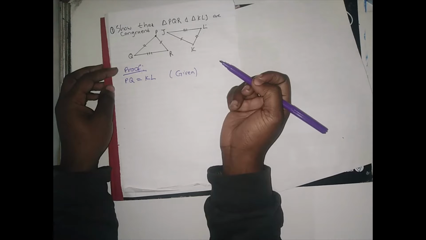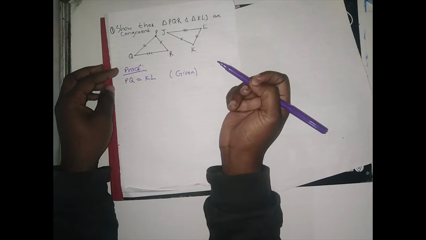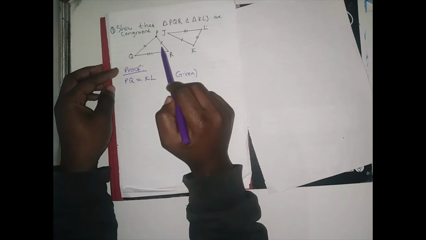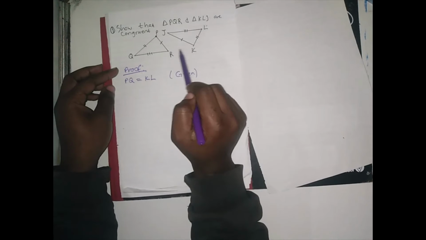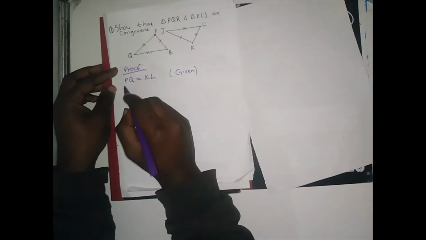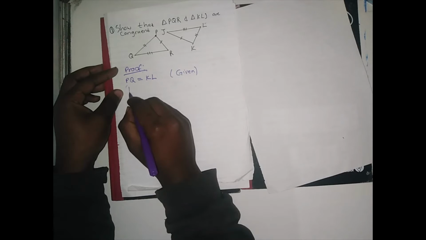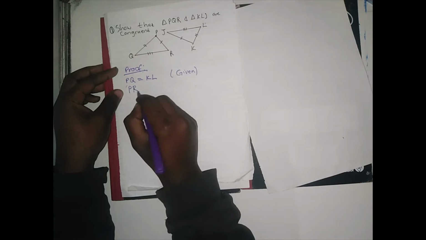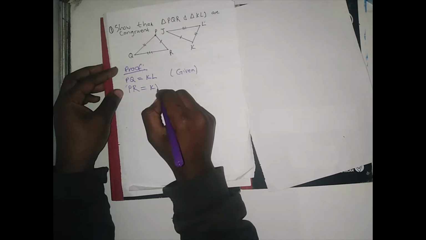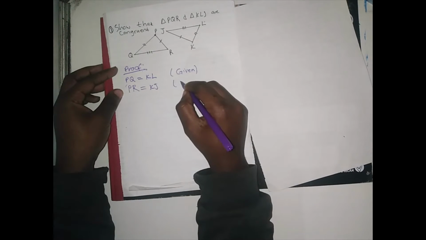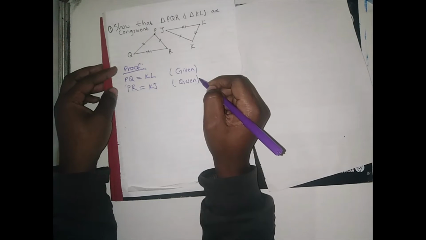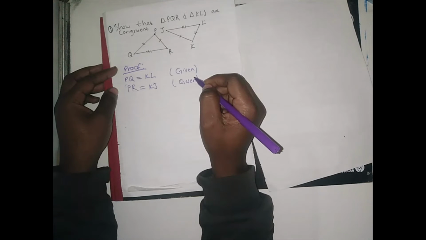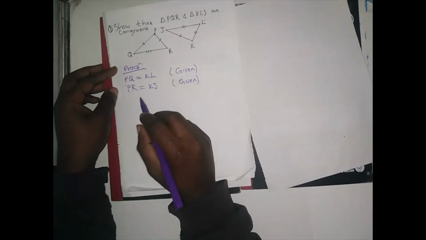Is there anything else that you can get? I think I can see something. Can you see? PR is also equal to KJ. And what is the reason? It's given again. Guys, remember, we are doing geometry. In geometry, don't just say things without saying where you take those things from. If you do that in geometry, it's a big problem.